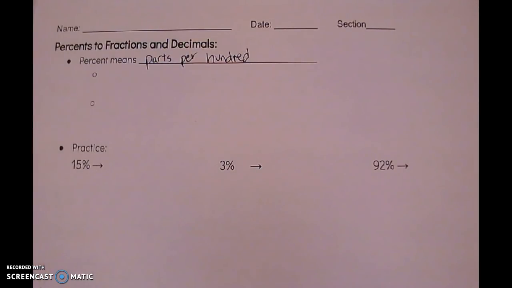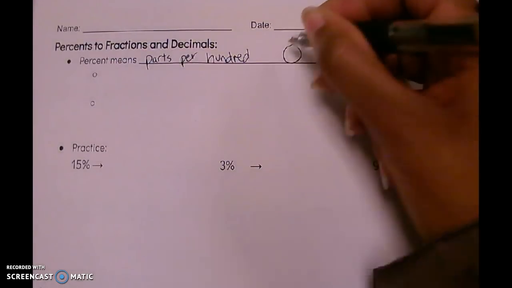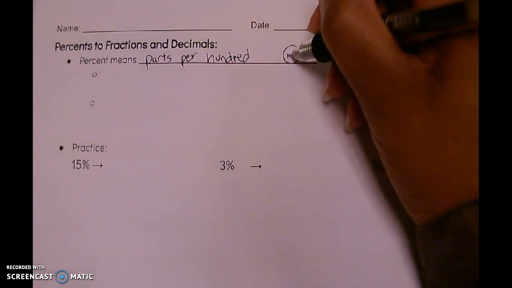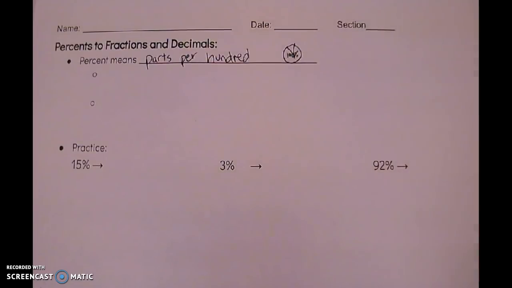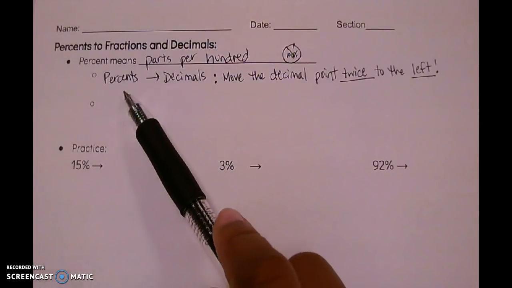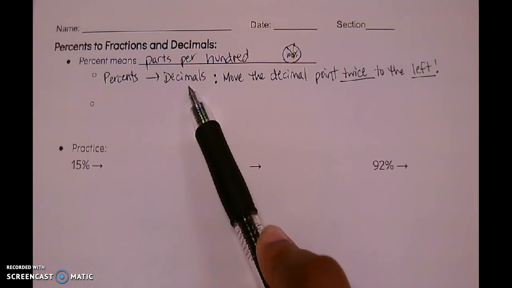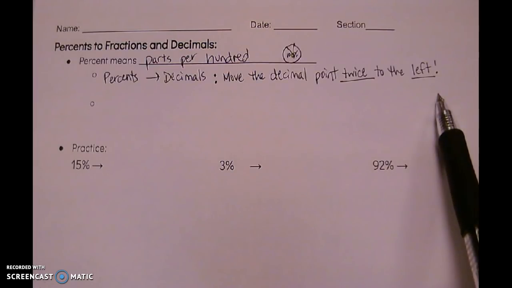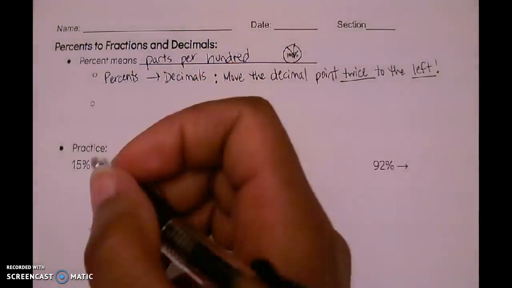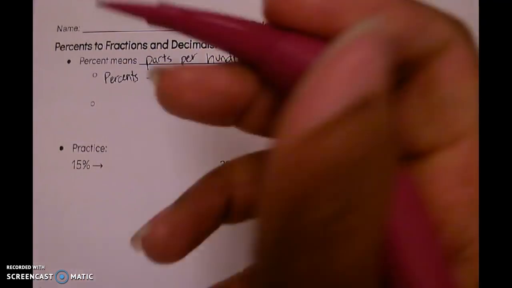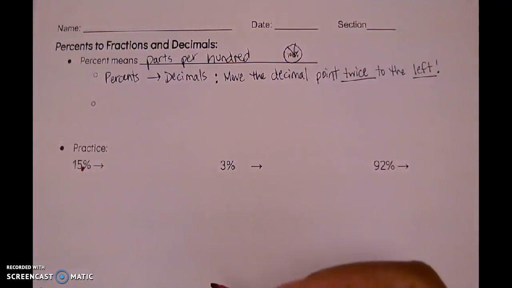Finally, let's talk about converting percents to fractions and decimals. The first thing that we need to know is that a percent means parts per 100. So if we're talking about 100%, that's going to be a complete whole. Any part of that 100 is going to be a percent. When we're talking about converting a percent to a decimal, we want to move the decimal point twice to the left. If you don't see a decimal, for example in these problems, then it's assumed that our decimal is actually going to start right after the number.